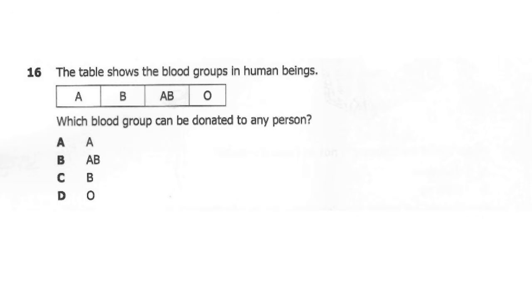Excellent work, chat. The correct answer here is D, O. So blood group O is what is referred to as a universal donor. It can be donated to any type of blood group due to the absence of antigens on its surface. Well done, chat.